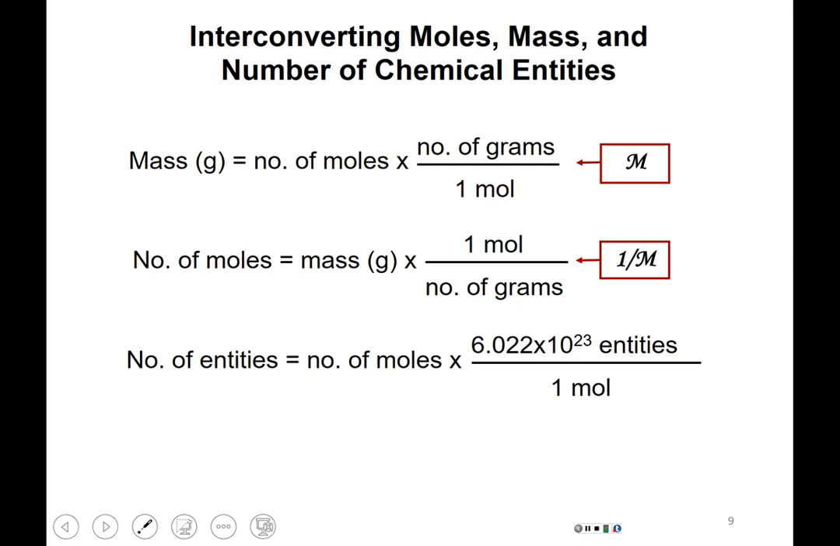And if we're trying to find the number of entities, let's say the number of atoms or the number of molecules, we calculate that by finding the number of moles of something, and we multiply that by Avogadro's number. So number of moles, let's say of an atom, and Avogadro's number is 6.022 times 10 to the 23rd atoms per mole. So the moles would cancel and we'd be left with atoms.